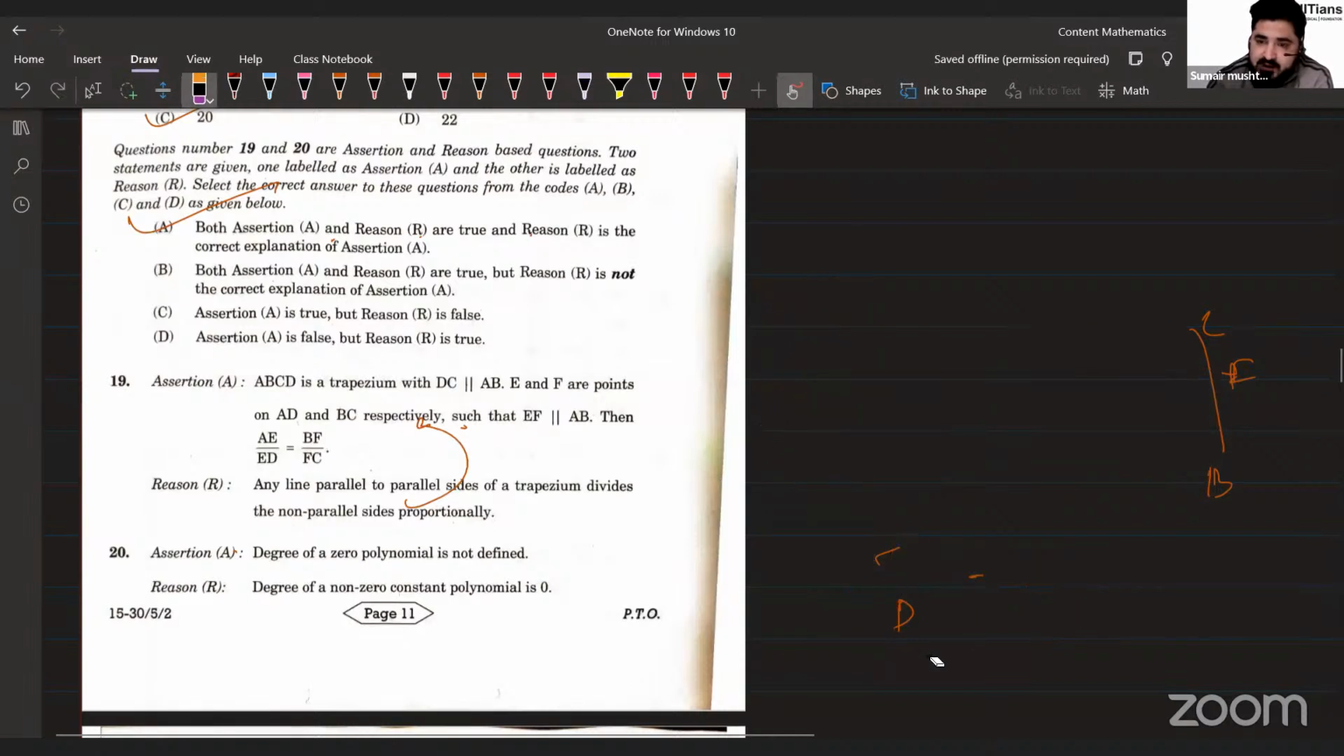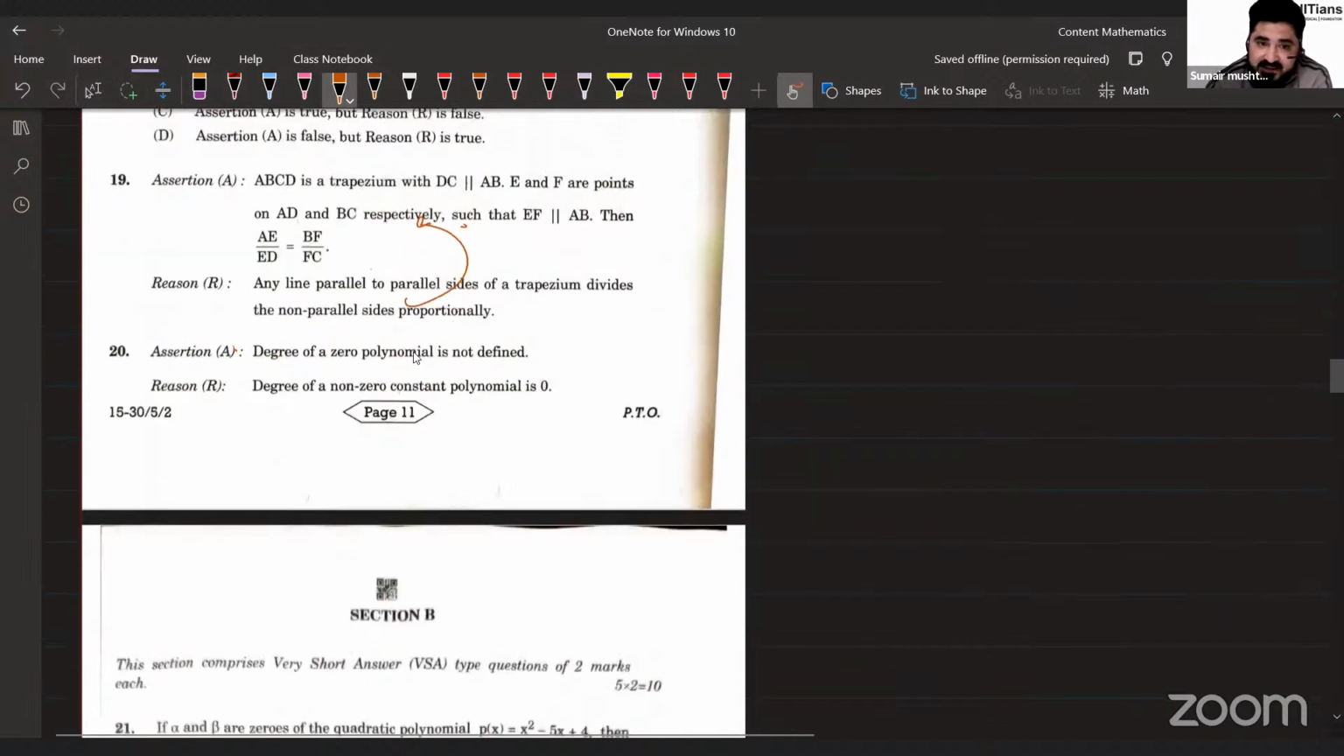Okay. Now getting to question number 20. Devik, you are saying that you got it wrong. So it is saying the degree of a zero polynomial is not defined. Is it true or false? The degree of a non-zero constant polynomial, let us suppose it is 5, is zero. I can write 5 as 5x to the power 0. So the reason is true. So its degree is equal to 0.